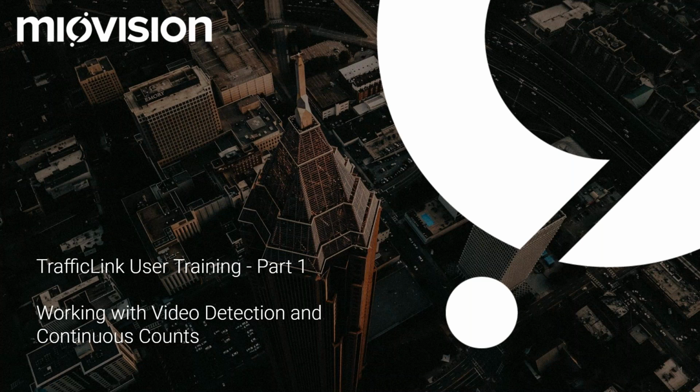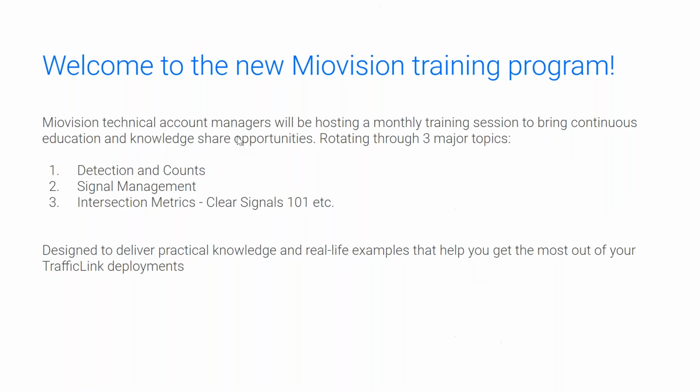Today is about working with video detection and our continuous count product. This is a follow-up to a series of webinars that we've been doing talking about the feature and functionality that this product brings, and now today we're going to get into the meat of it and really start diving into the how part. Exactly how does this work?